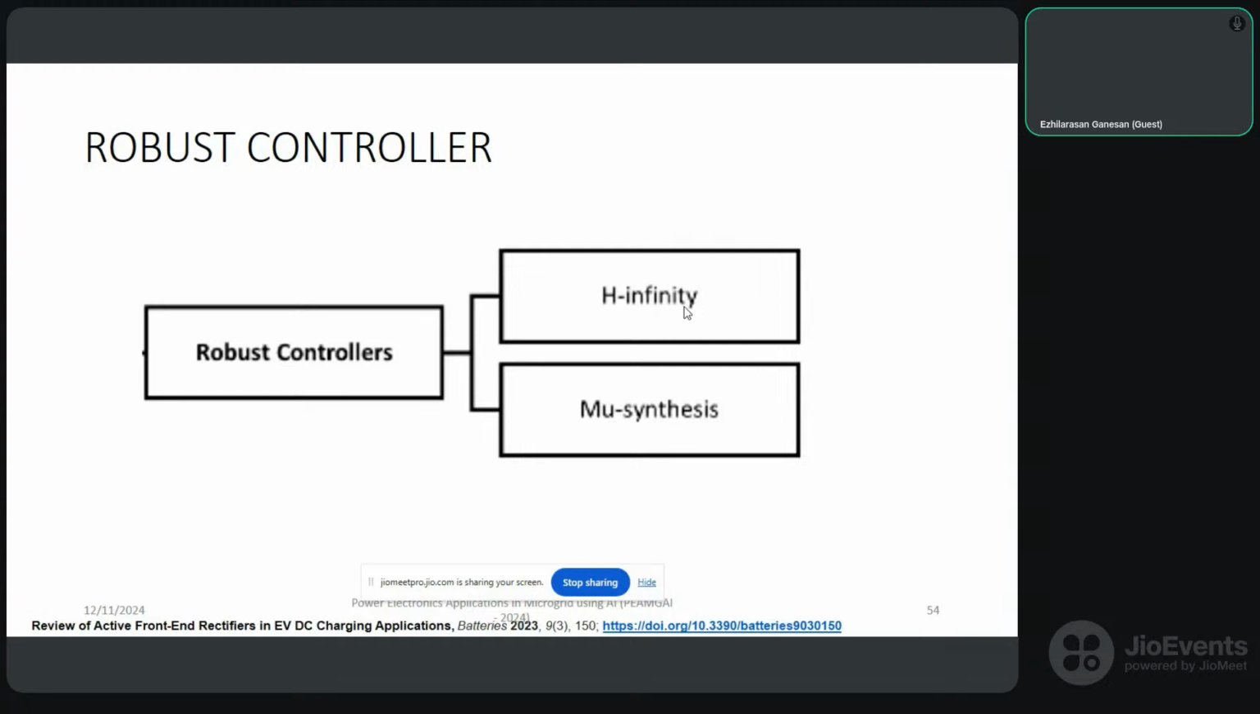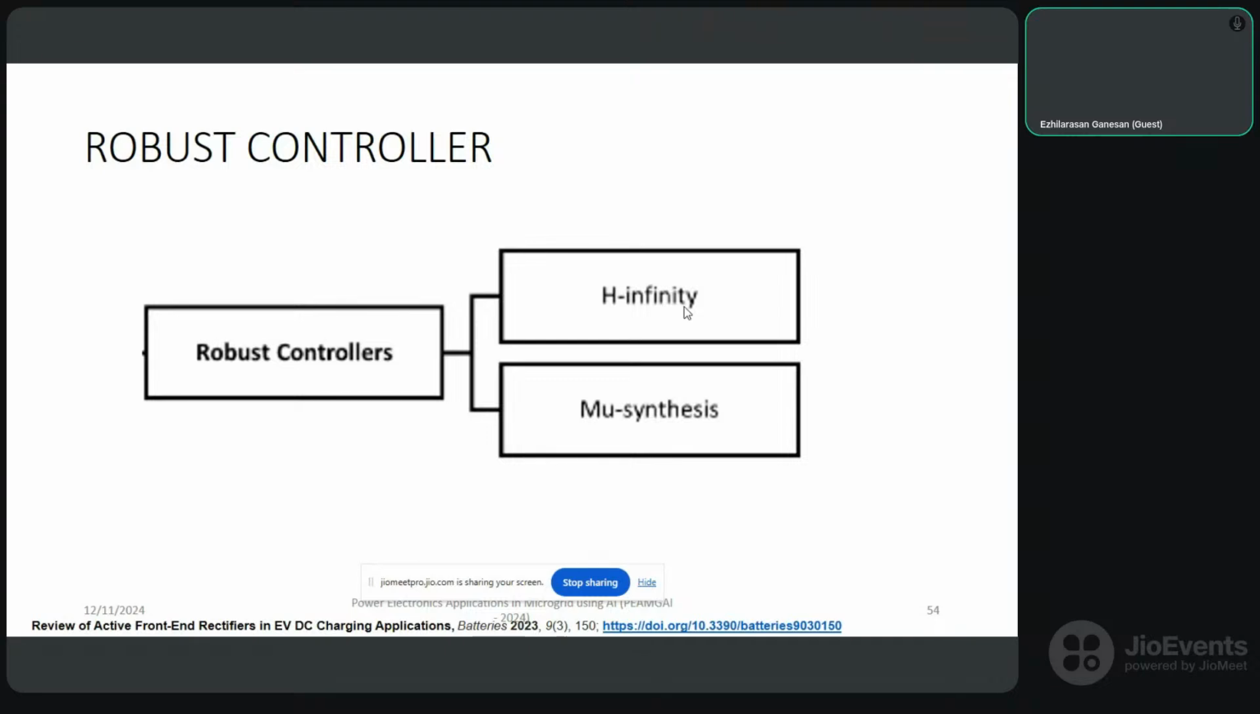Similarly, we have mu synthesis, which works under the same principle. In control systems, uncertainties refer to unknowns or variations in the system parameters, external disturbances, or modeling errors. There will be some structured uncertainties, which means these uncertainties can be described using a specific mathematical model that characterizes the structure and nature of the variation. Mu synthesis is especially effective in systems where uncertainties are not random but follow a structure. H infinity will take care of even random uncertainties, whereas mu synthesis takes care of structured uncertainties such as parametric variation, sensor noise, or external disturbances.